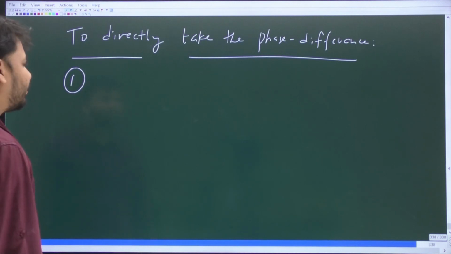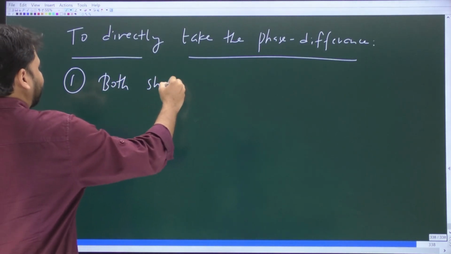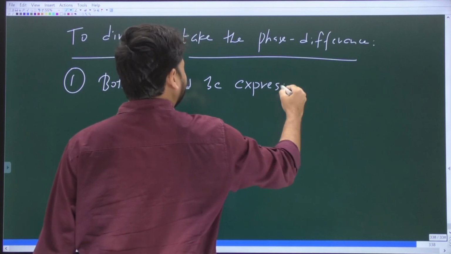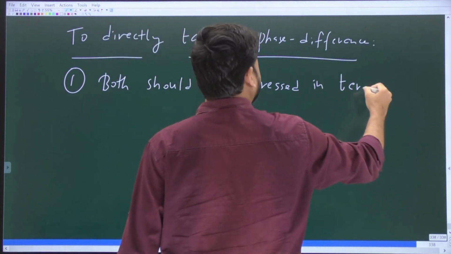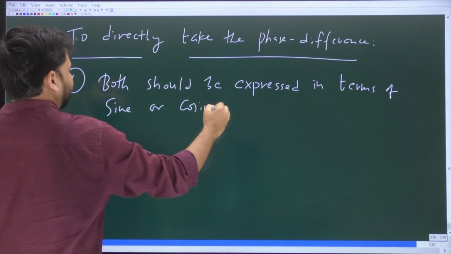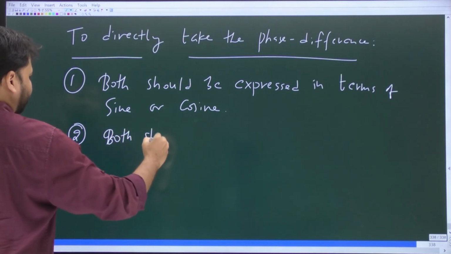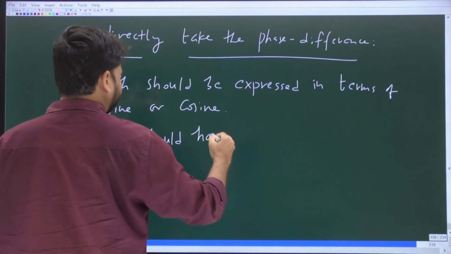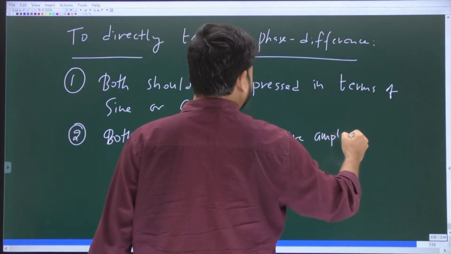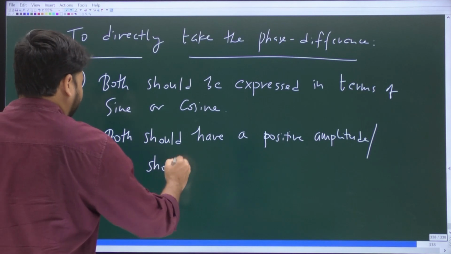So to directly take the phase difference, number one, both should be expressed in terms of sine or cosine. Number two, both should have a positive amplitude, or it is also alright if both have a negative amplitude.